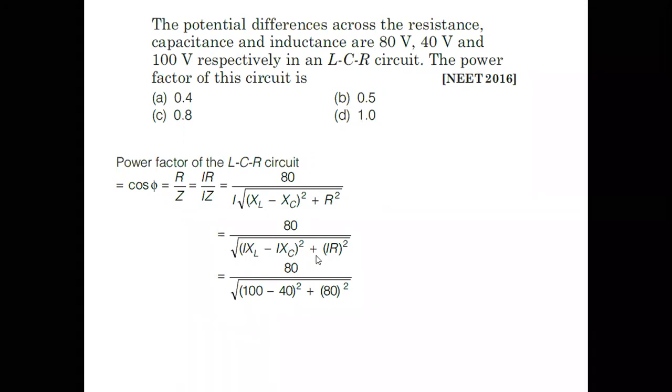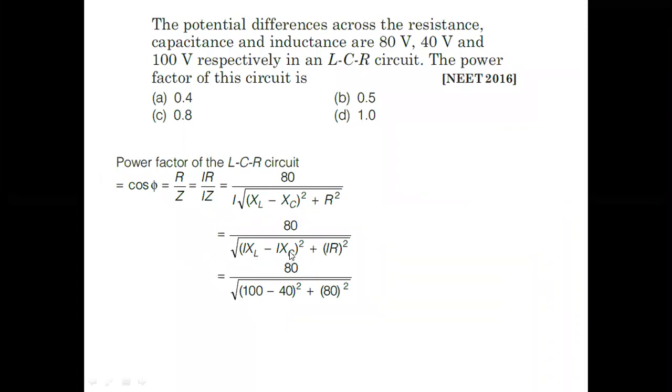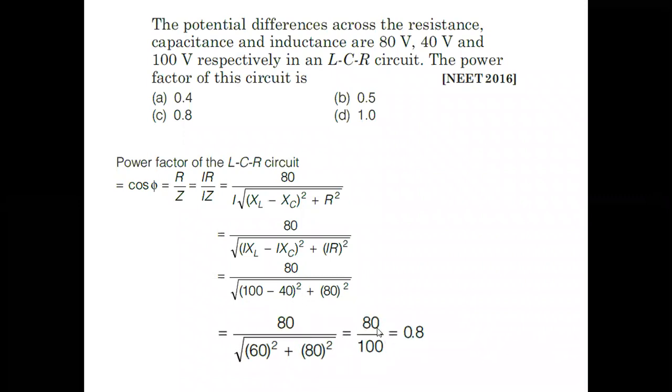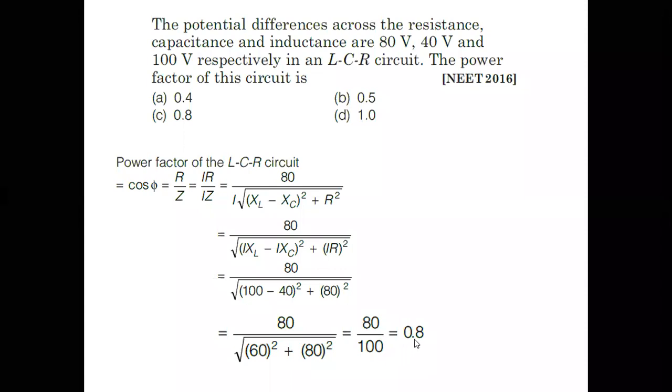Instead of going for X_C and X_L, you need to make it directly in terms of voltage. This is the voltage across the inductor, this is the voltage across the capacitor. 100 minus 40 becomes 60. 60 squared plus 80 squared. The relations are very simple, and it gives you very simple mathematics next. 80 upon root of (60 squared plus 80 squared). Both will cancel because they are simple numbers. You have the root becomes 100, and the answer is 0.8. So finally, yes.